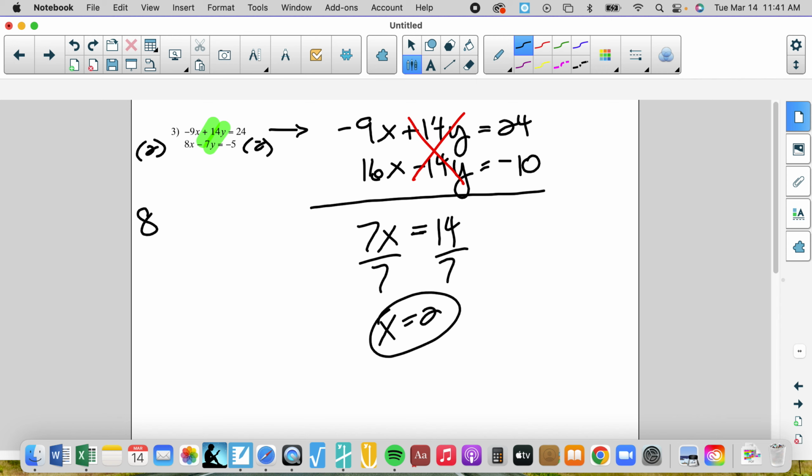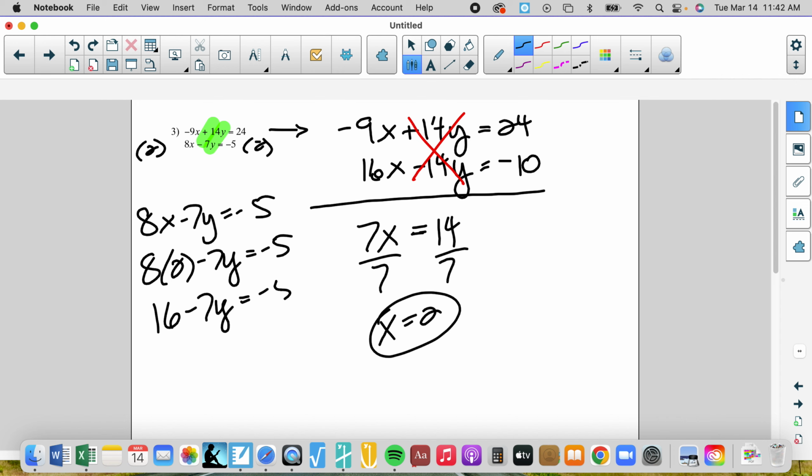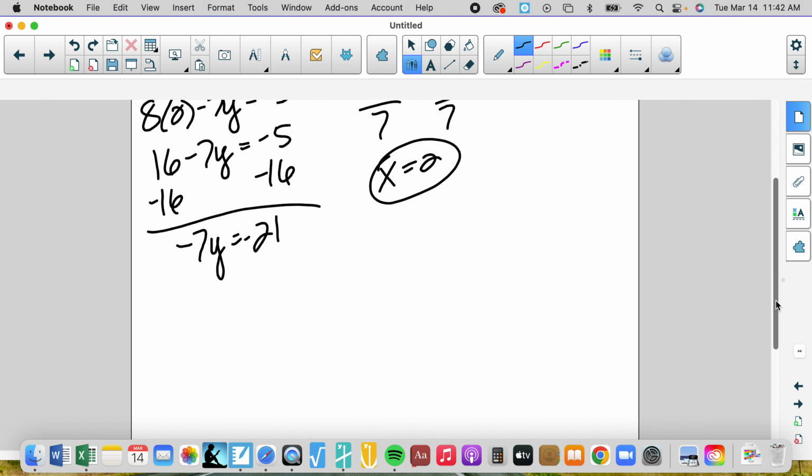Pick the bottom one. You have 8 times 2 minus 7y equals -5. 16 minus 7y equals -5. Minus 16, minus 16. -7y equals -21. Divide by -7, divide by -7, y equals 3. So my solution is going to be 2, 3.